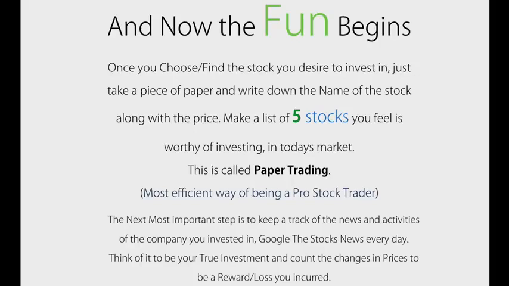Again, the next most important step, like I told you earlier, is to keep track of the news and activities of the company you are investing in. For example, Google the stock's news every day. Check the prices of the stocks and how they vary. Like, for example, if you purchase Axis Bank for 400 rupees today, the price might go up by 2 rupees or 10 rupees tomorrow, and so on. Since you're paper trading, you're not losing any money, neither are you making any money. Not making money is the bad part. Again, not losing money is the good part.